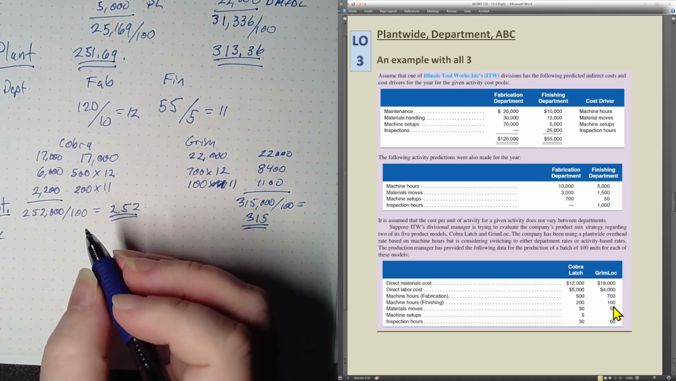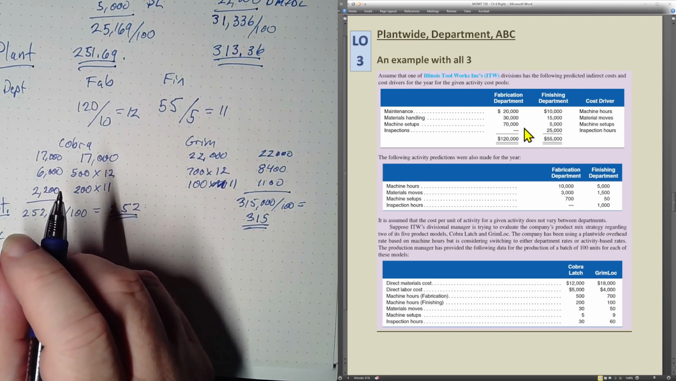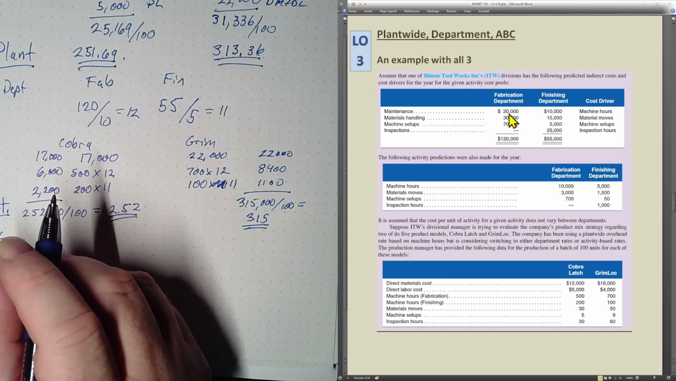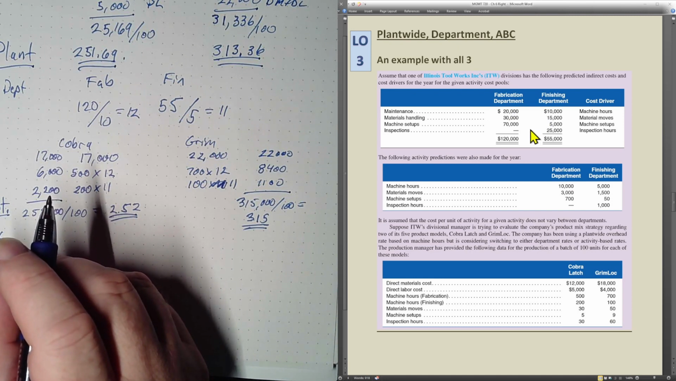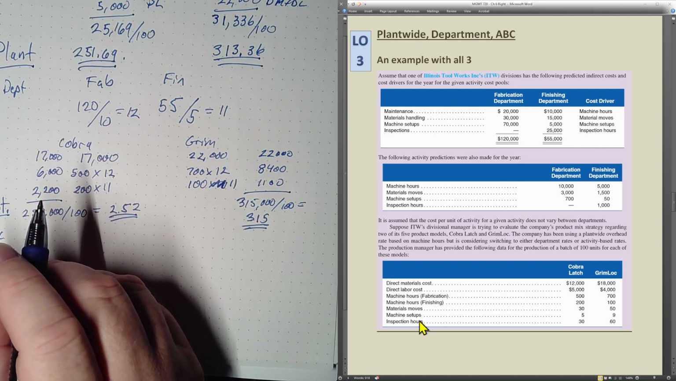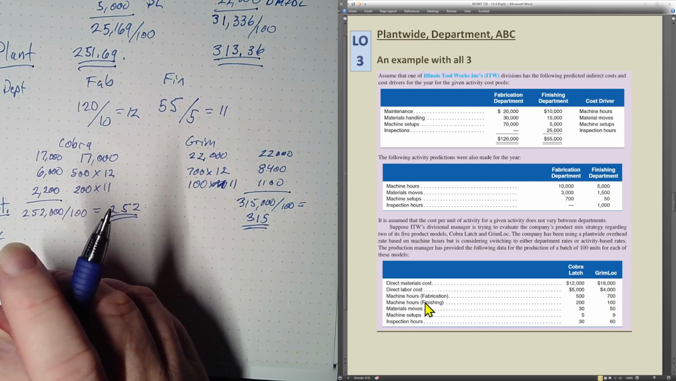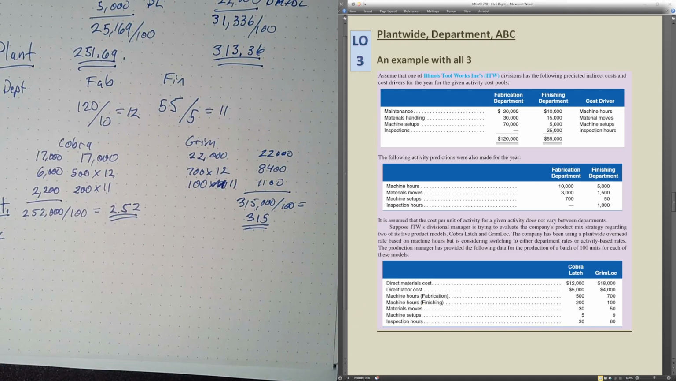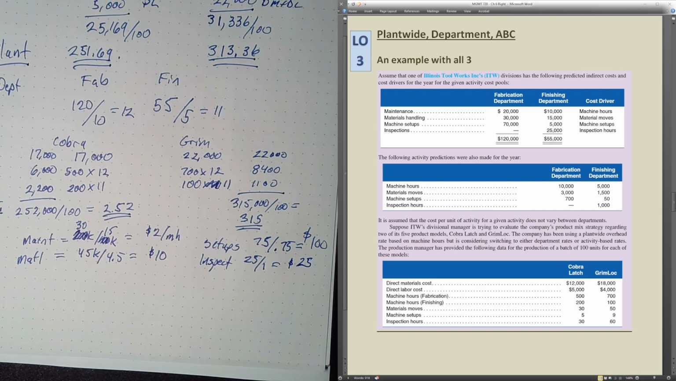So here we've got 4 different rates. We've got the maintenance, materials handling, machine setup, and inspections. And you'll notice down here that we have those, so we can go ahead and figure out how much these are. Okay, so working out the rates for each activity. Remember, that's what activity-based costing is: we have 4 rates.